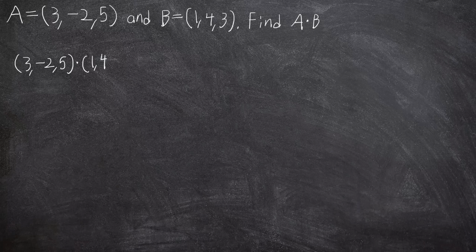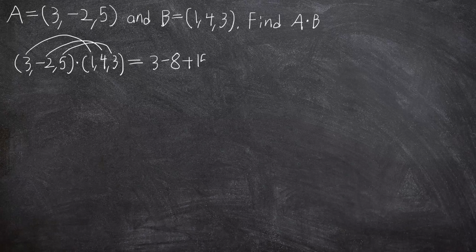Okay. And then what we do here is we do distributive property. So we would distribute 3 to 1, negative 2 to 4, and 5 to 3. 3 times 1, 3. Negative 2 times 4, negative 8. And 5 times 3, 15. And then it's a matter of adding them together. 3 minus 8, negative 5. Negative 5 plus 15 is 10. And this is the final answer.